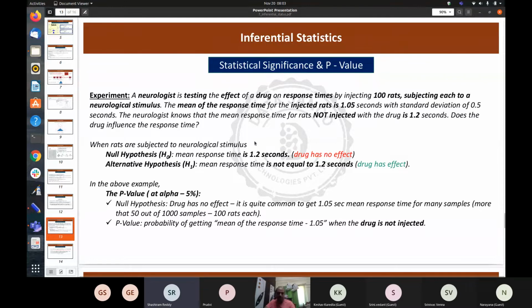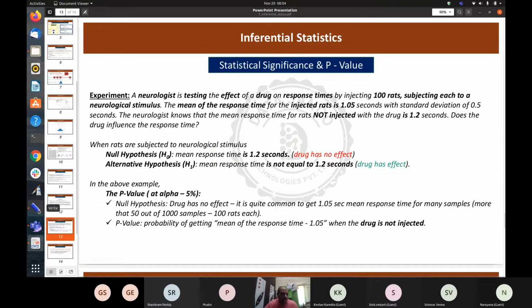So let me complete and then we'll come back and discuss. I'm sure that the way I have taken is right. The mean response time not equal to 1.2 seconds is the alternate hypothesis. It is the opposite of the null hypothesis.